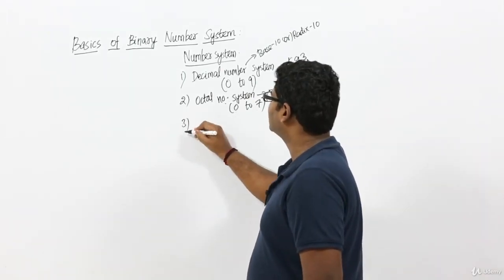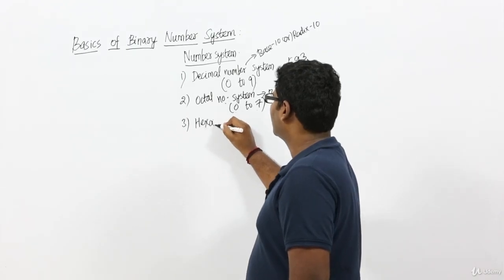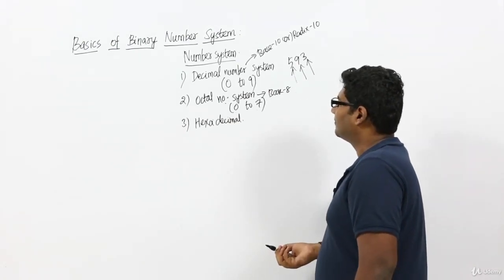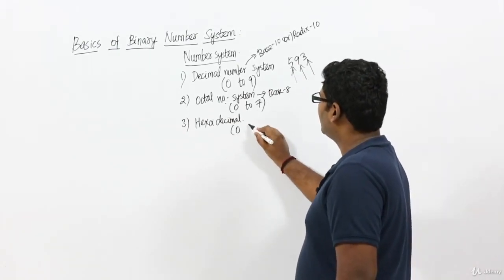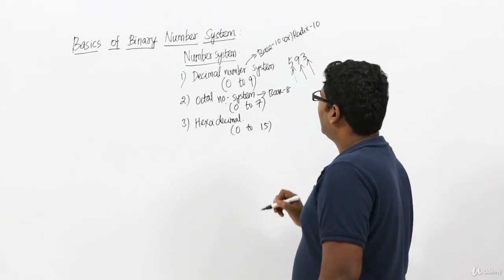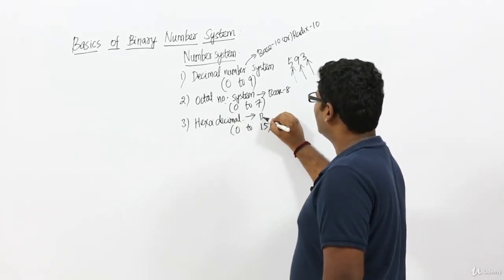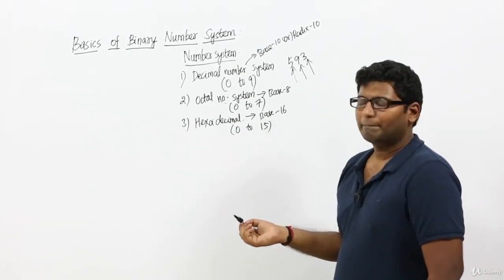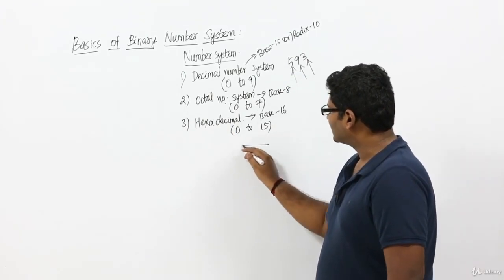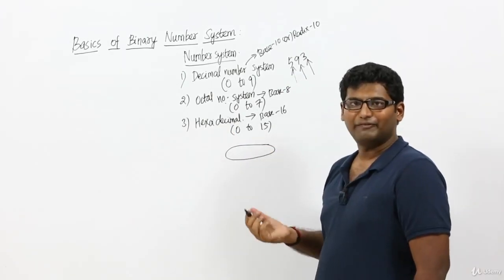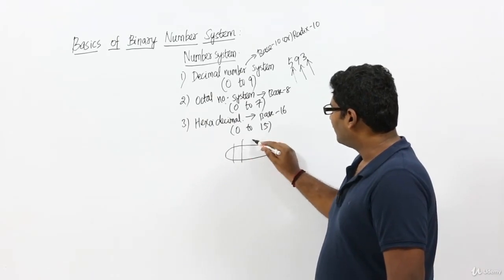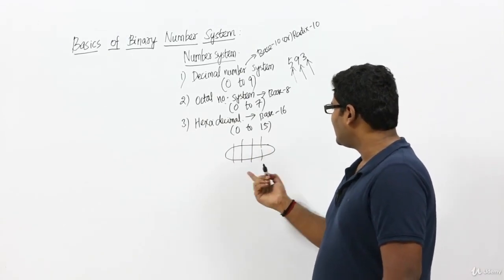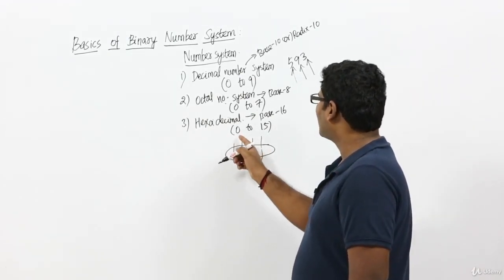Then we have something called the hexadecimal number system. In the hexadecimal number system, we have numbers from 0 to 15, and so we say this is the base 16 number system because it has 16 numbers from 0 to 15. What does it mean? You take any number in this number system. A number is nothing but a collection of digits or bits. Let us assume each one of them is a single digit. Any digit you take from this will be in the range from 0 to 15.